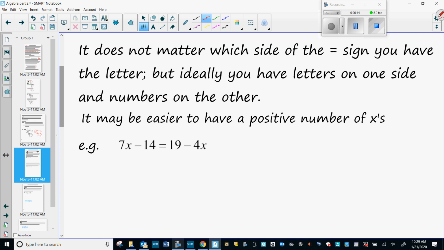Most of the time we go for the letters on the left and the numbers on the right, but it doesn't matter. 2 is equal to 1 plus 1. 1 plus 1 is equal to 2. Exactly the same thing. It doesn't matter which side things are on.